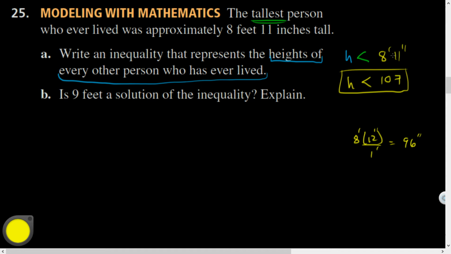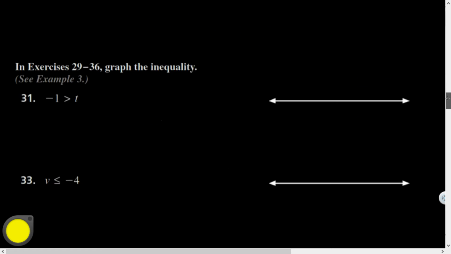Even if I didn't convert it, which is weird because it's odd to have mixed units inside an inequality, they then ask the question, is 9 feet a solution? No, because it's too big. The person was the tallest person. No, because 9 is bigger than 8 foot 11 inches. And I could have converted 9 feet to 108 inches, and 108 is not less than 107.